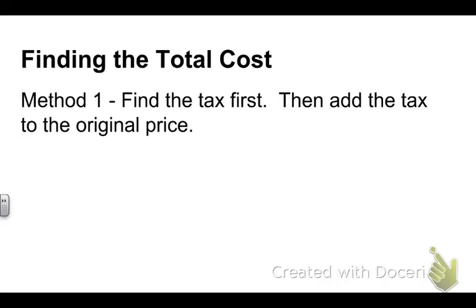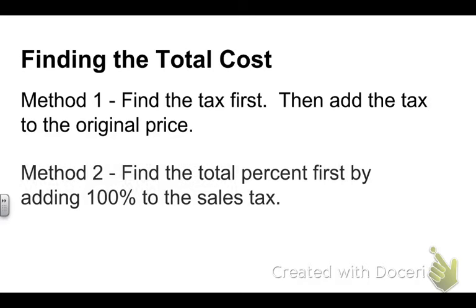There's always more than one way to solve a math problem, so I'm going to share with you two methods. The first method is to find the tax first and then add that tax to the original price. The second method would be to find the total percent first by adding 100% to the sales tax. So if you add 100% and then multiply, boom, you've got your total price there.